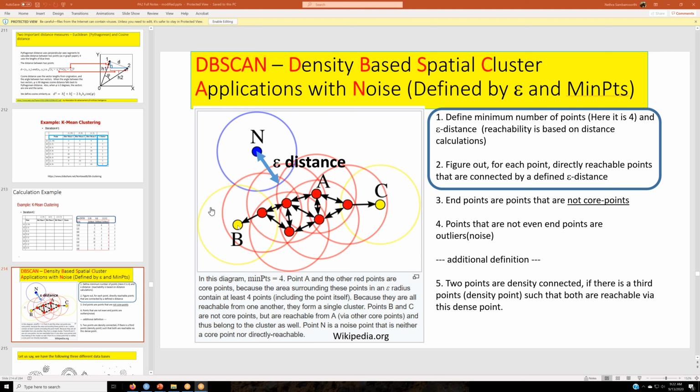Yeah. So this one also is a boundary, for the same reason. But this one is not a boundary because it has 4 points, including that yellow point. It has a minimum of 4 points. If that is there, it's called a dense point.